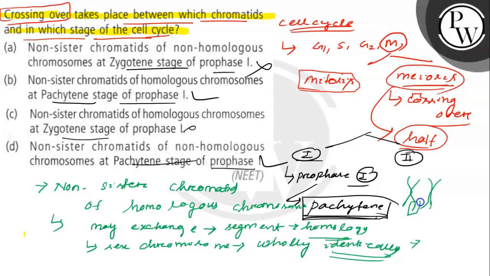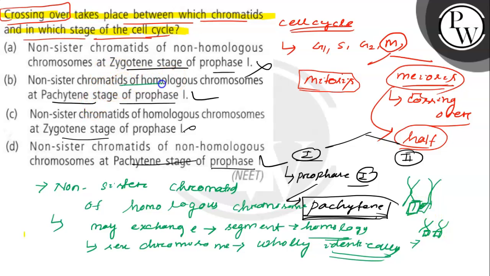So this is the part of one chromatid, and this is the part of another chromatid. These are the non-sister chromatids, and this is the chiasmata. The alternation between the two non-sister chromatids takes place, that means this chromatid contains the segment of the second one, and this chromatid contains the segment of the second one. So this is the process of crossing over, and their connection is known as the chiasmata.